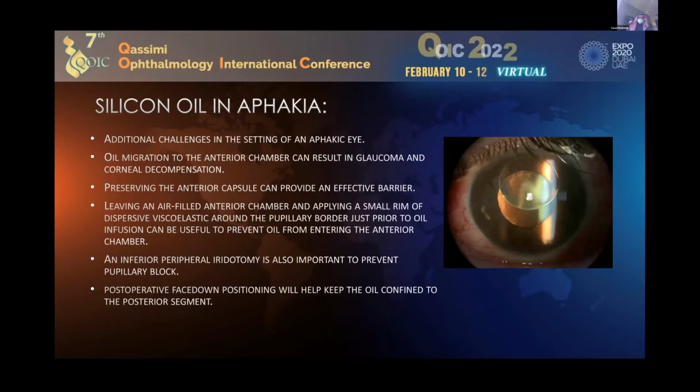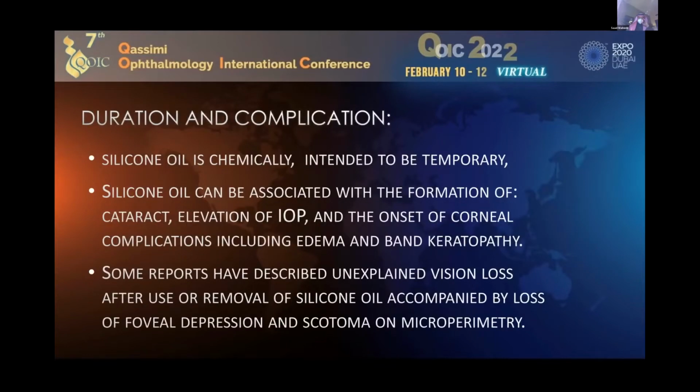And that's why people have used different techniques. You can leave the eye with air, you can put air in the AC, sometimes they put a suture, and the whole idea is to try to keep the oil away from the anterior chamber. Now, what happens if you get oil in the anterior chamber? I think it's time to remove it, because if you try to remove the oil only from the anterior chamber, the oil will keep on coming. How long would you keep the oil? It's chemically inert, but it's temporary, so you can keep it as long as there are no complications.